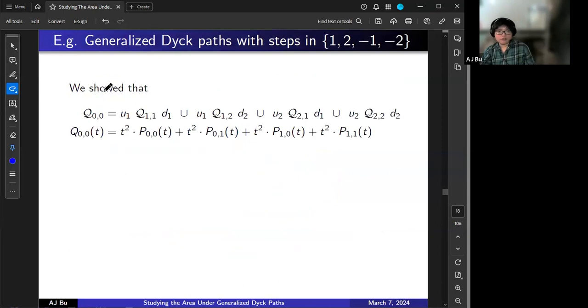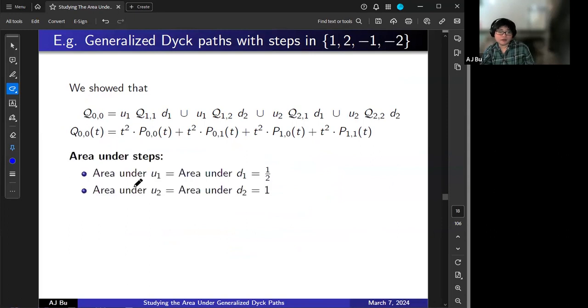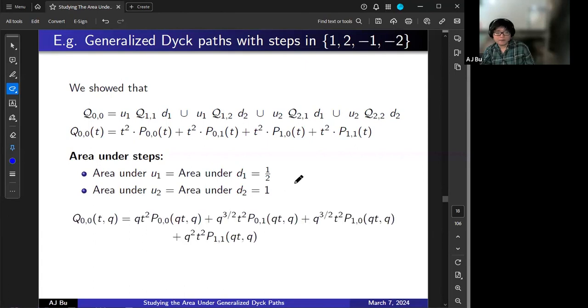So going back to the example that we've been doing of 1, 2, -1, -2, this is what we had in our example for what we got for Q sub 0, 0. So here we're going to note that the area under our U1s and the area under the D1s are both going to be equal to 1/2. And the area under the steps U2 and D2 are both going to be 1.